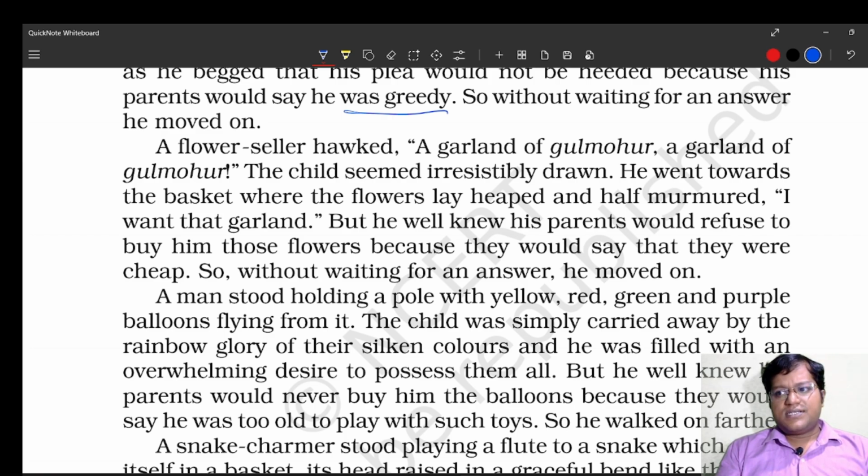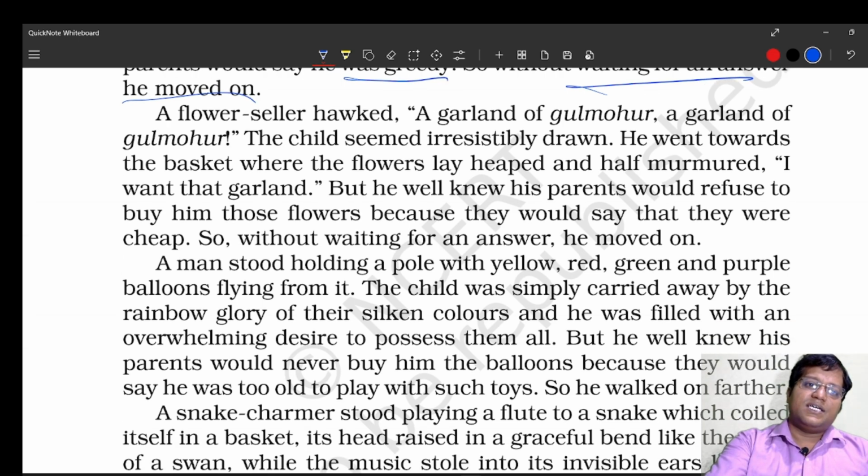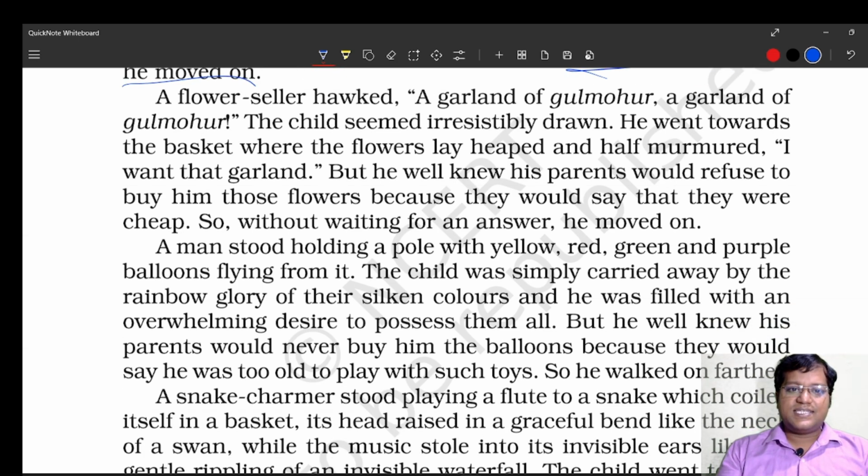If he told his parents this intention, they would say, "You are too greedy. You are too old to eat the sweets." Actually, his parents were bound to say this because they are very poor and not able to buy the sweets. They don't have enough money. So without waiting for an answer, he moved on. The boy knew that his parents would deny his request. As a result, he didn't stop and moved forward.